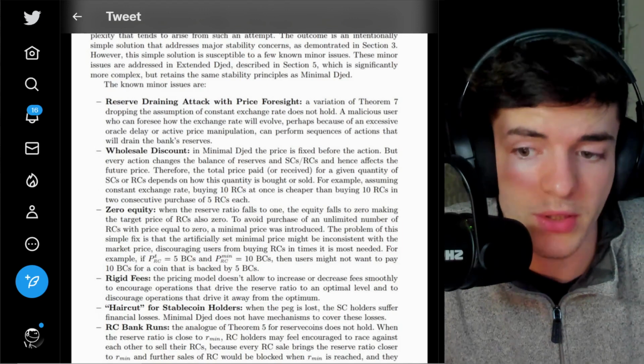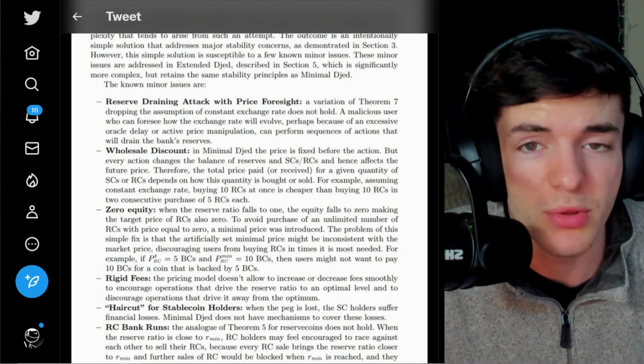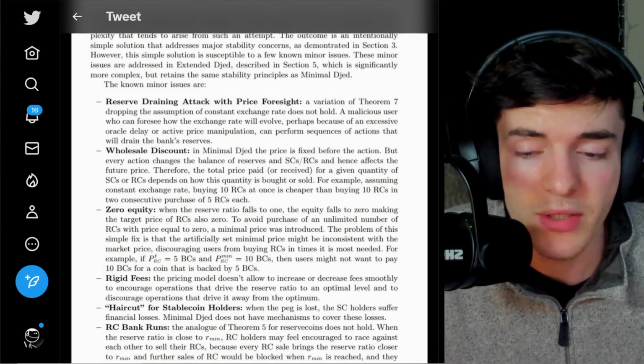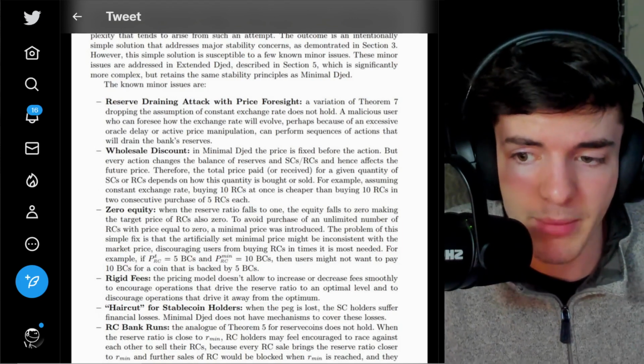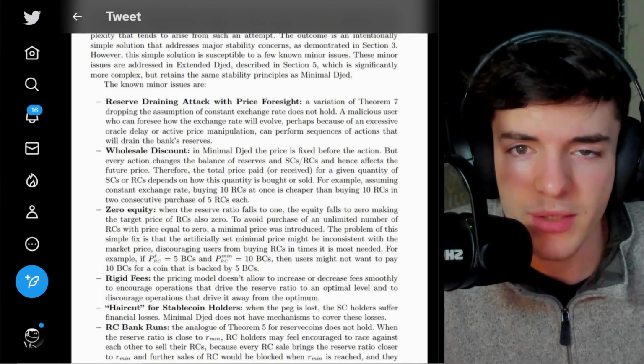Assuming that it's a constant exchange rate, buying 10 reserve coins at once is cheaper than buying 10 reserve coins in two sets of 5. So this is something that is likely going to happen. It's not as big of an issue as reserve draining with price foresight, but it still is a minor issue.